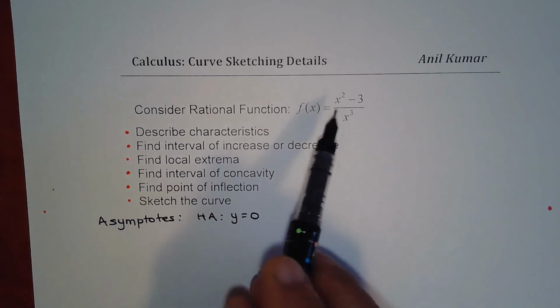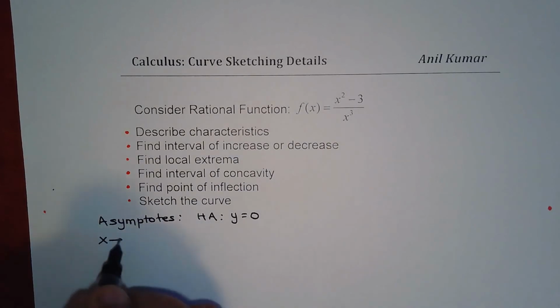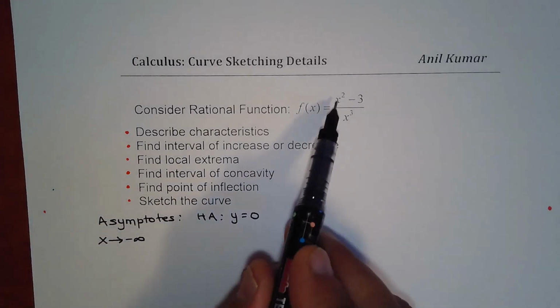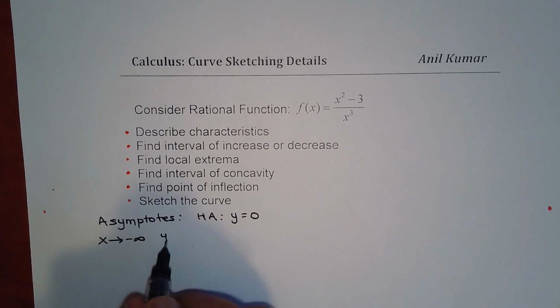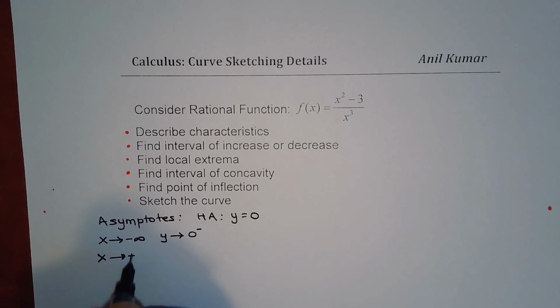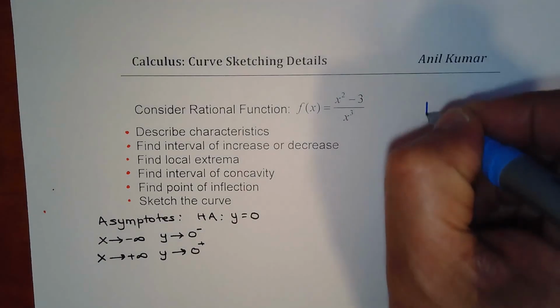Now, you will also observe that when x approaches negative infinity, the numerator is positive, however, the denominator is negative. We see that the y value approaches 0 from the negative side. And when x approaches positive infinity, y approaches 0, but from the positive side. That is very important information which helps to sketch the graph of the given function. It's important to understand this.